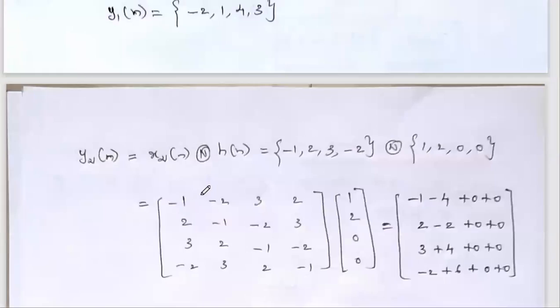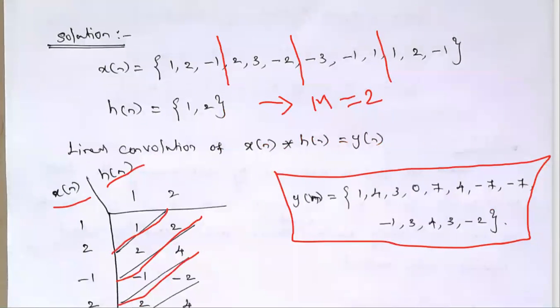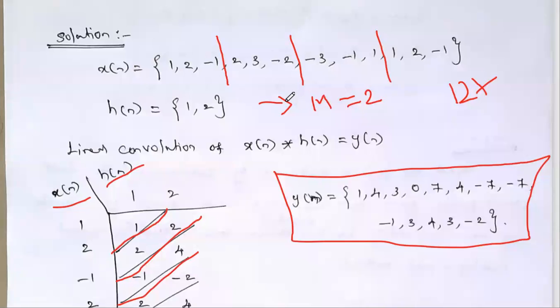But you know the general linear convolution procedure. In linear convolution, the number of outputs we get is the length of x of n plus the length of h of n minus 1. What is the length of x of n here? 3, 6, 9 and 12. So 12 plus, what is the length of the impulse sequence? 2, minus 1. So 12 plus 2 minus 1 means 13. So we will get 13 outputs in the linear convolution method.